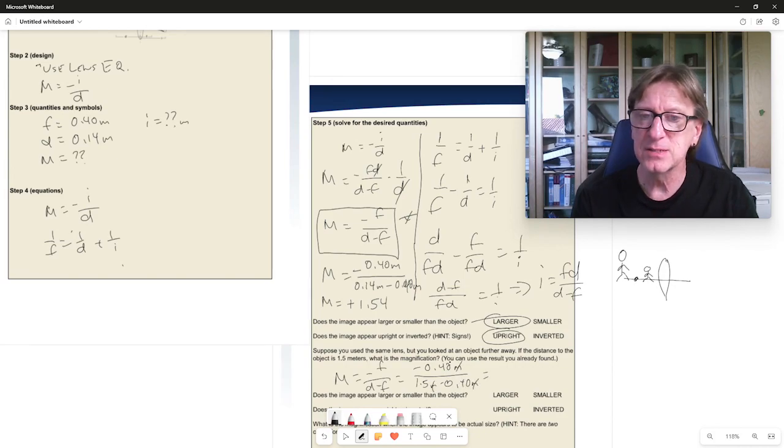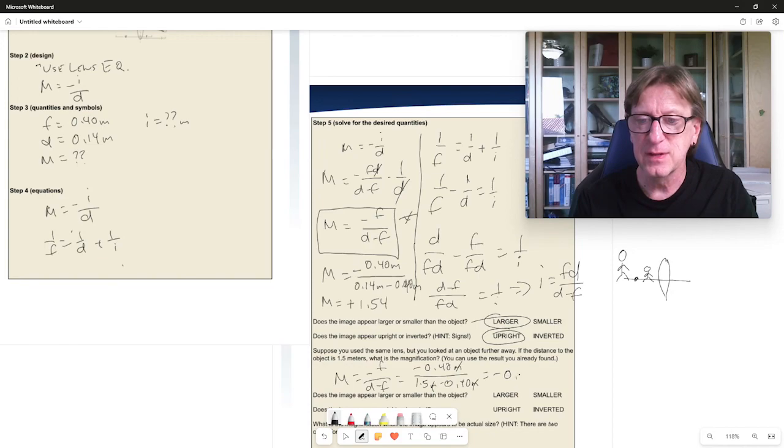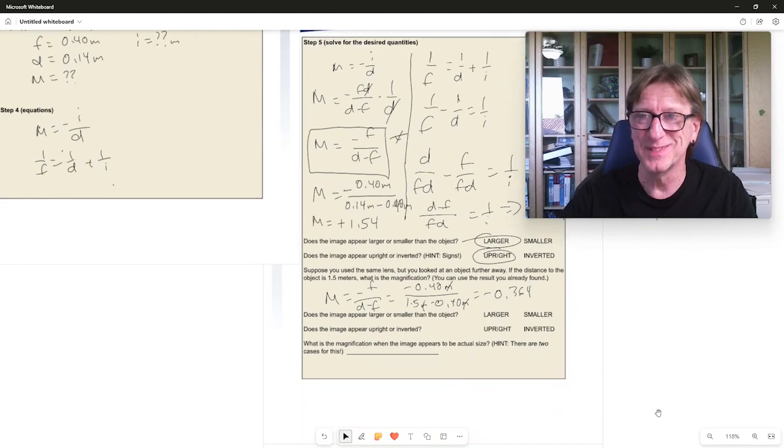All my meters cancel as they did up here because my M must be dimensionless. And when you work that out, you get negative 0.364. Put that in your calculator and see if you get the same thing I do. Pause the video and make sure that you do this because you will have to do this for the exam.